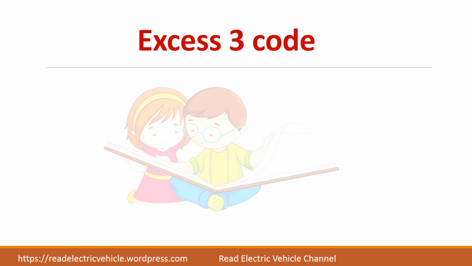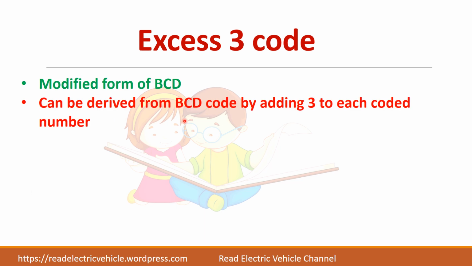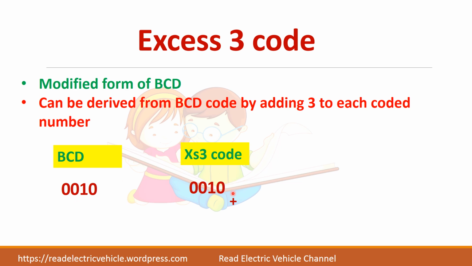Now XS3 code. It is actually a modified form of BCD. If you have a BCD number and you add 3 to it, you will get the XS3 code. For example, in BCD you have 2. In XS3 code, it will be this 2 plus 3. You add 3 to it, that is, it is excess of 3. So 2 plus 3, you will get 5. So this is the XS3 code for the BCD number 2.